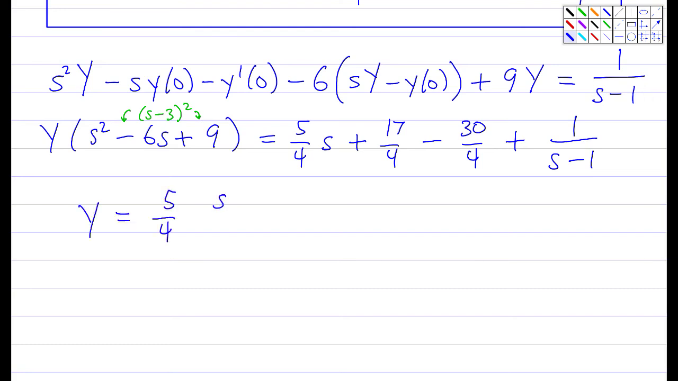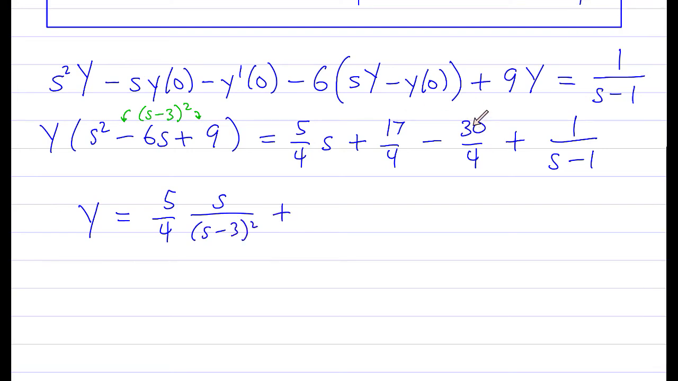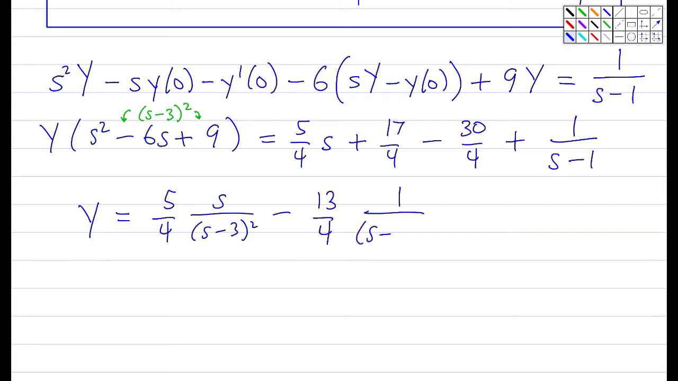5/4 s over s minus 3 quantity squared. Plus, now 17/4 minus 30/4, that's minus 13/4, that's not so nice. So I'm going to just change that plus to a minus, and I get 13/4 times 1 over s minus 3 quantity squared. And then I still have the last term here, which is not a very nice fraction, 1 over s minus 1 times s minus 3 quantity squared.